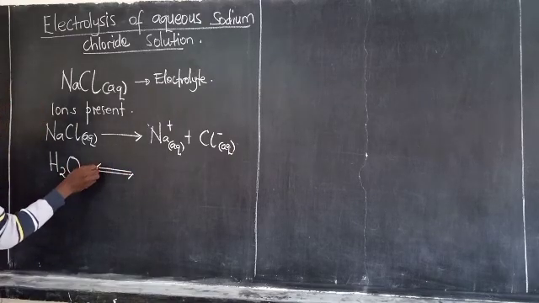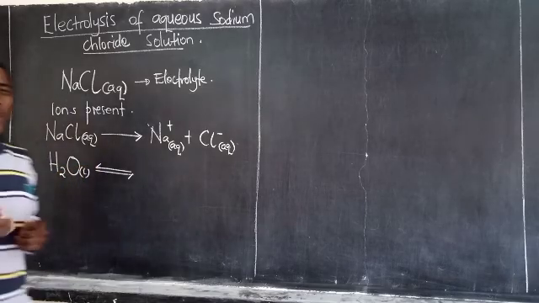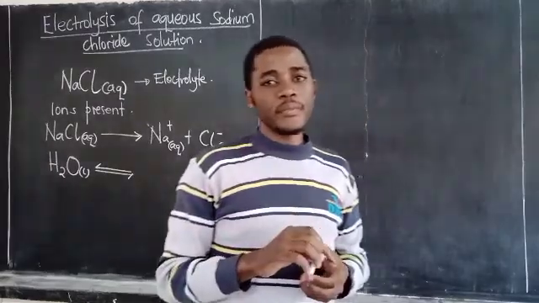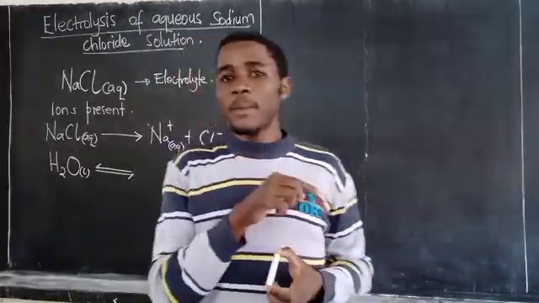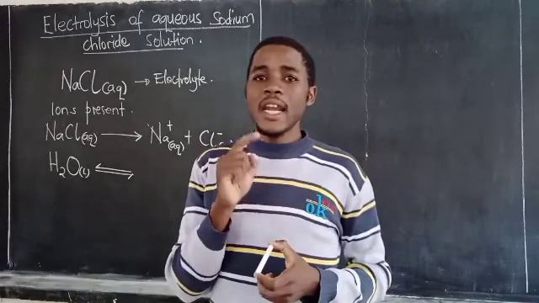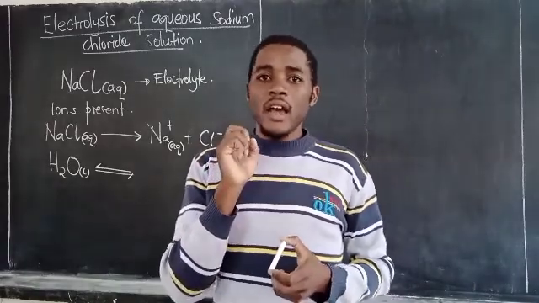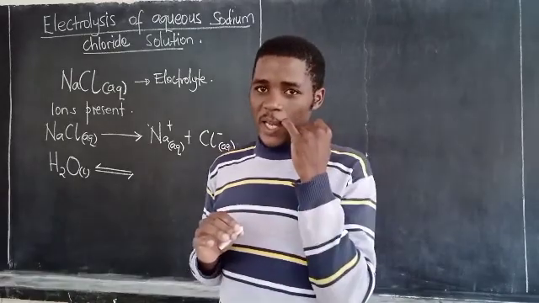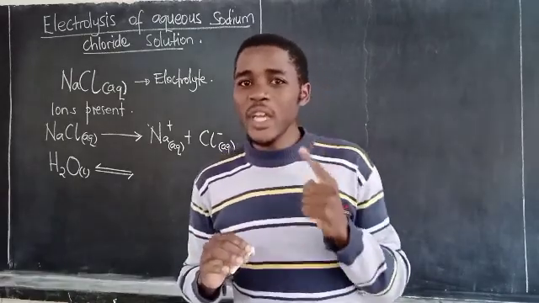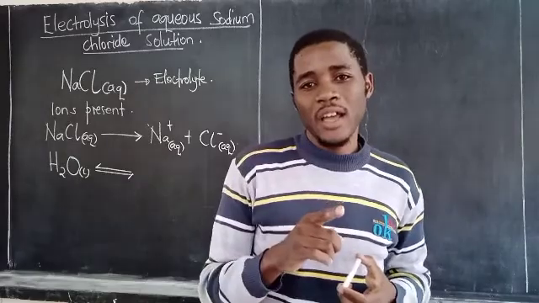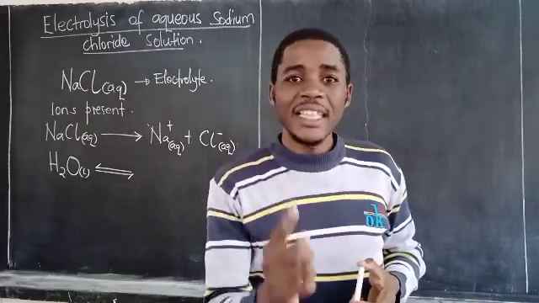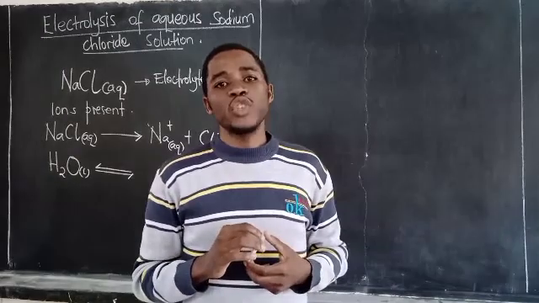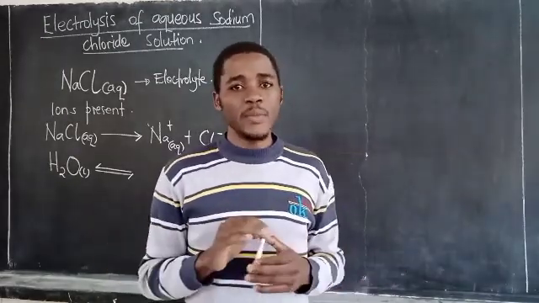Therefore, this water, as a weak electrolyte, ionizes partially. Remember, we talked about a weak electrolyte and a strong electrolyte. And among the weak electrolytes, we talked about water. But we said water that is pure is too weak to conduct electricity. Why? It does not ionize most of the time.